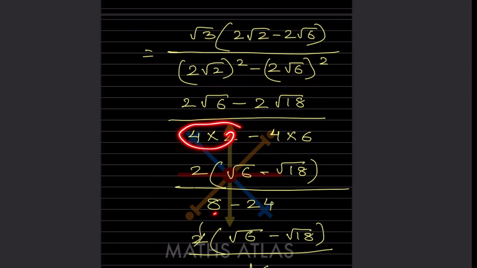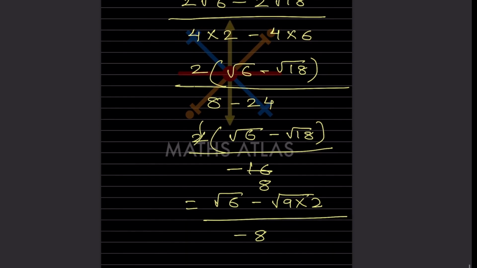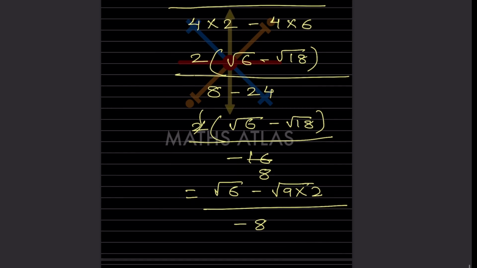And this will be 8. This will be 24. There is a minus sign in between. So now look at here. Same thing I wrote over here. But here will be minus 16. So now 2 ones are and 2 eights are.